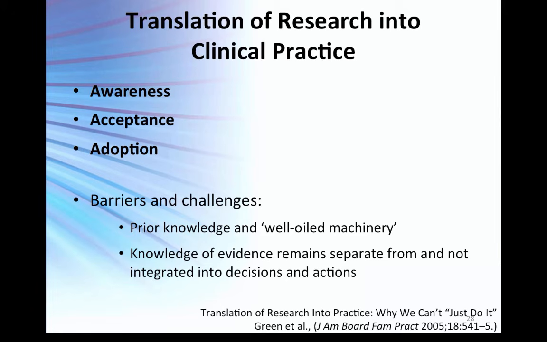First of all, we have to be aware of new things that are coming out, so obviously we have to read the literature. Then we have to accept it based on the evidence, and then the big thing is we have to adopt it. And a lot of times people get through acceptance, but they never adopt it. And why don't they adopt it?